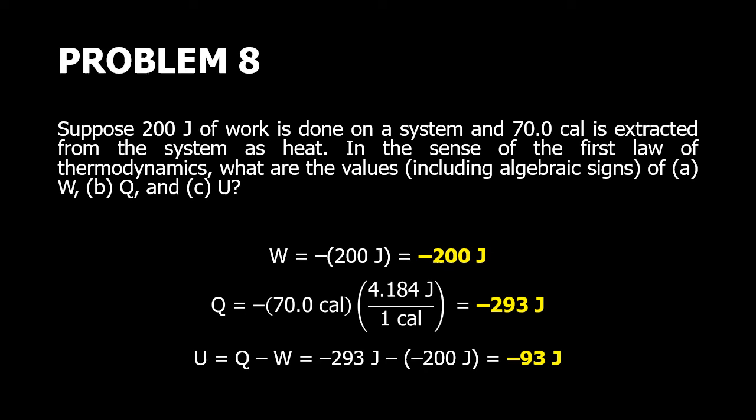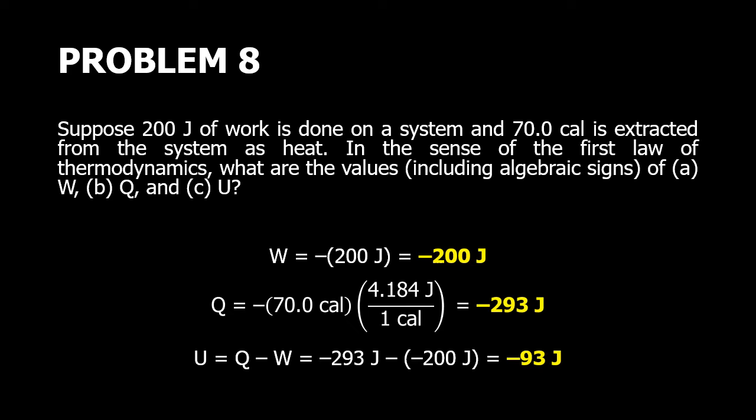Suppose 200 joules of work is done on a system and 70 calories is extracted from the system as heat. In the sense of the first law of thermodynamics, what are the values, including algebraic signs, of W, Q, and U? So W is the work, Q is the heat, and U is the internal energy.